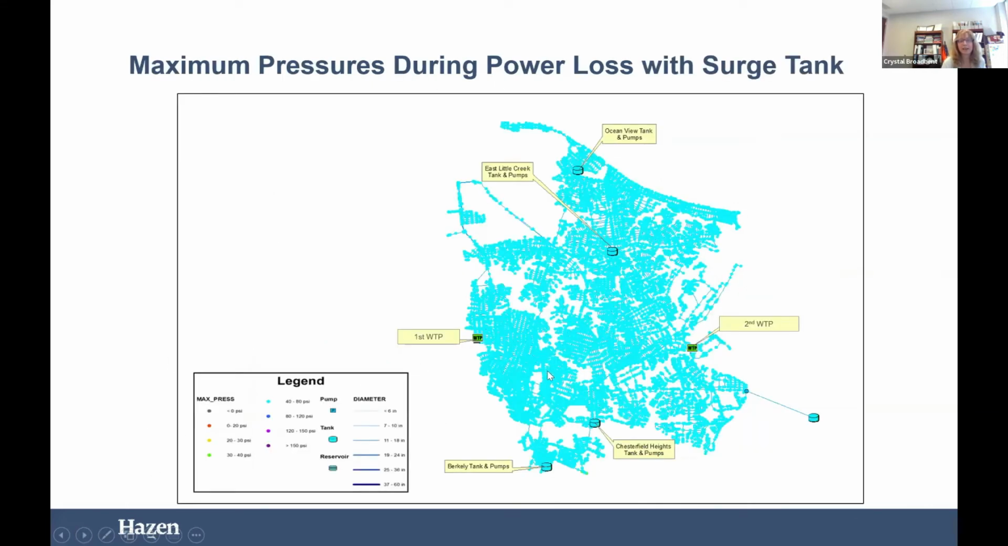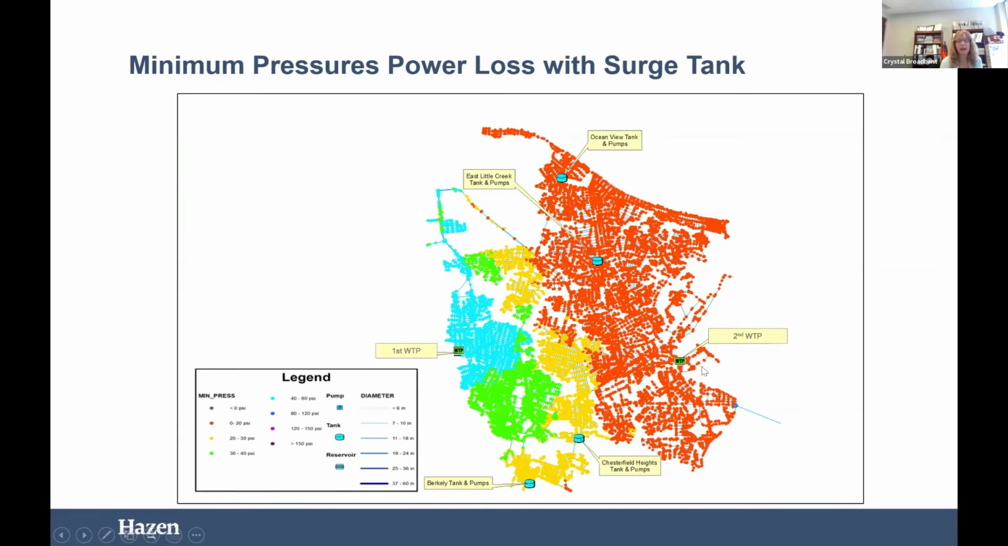So again, the max pressures, no longer are we seeing some of those high pressure issues, because the other thing the surge tank does is also absorb the return pressure. And now, yes, we are below 20, but we're staying above 0, which was our pressure goal of sizing the surge tanks. And again, that was also, I think, for 5 to 6 minutes, we were trying to maintain pressures. So it is a larger surge tank, but we want to make sure we can get those pumps restarted and provide pressure to the system.